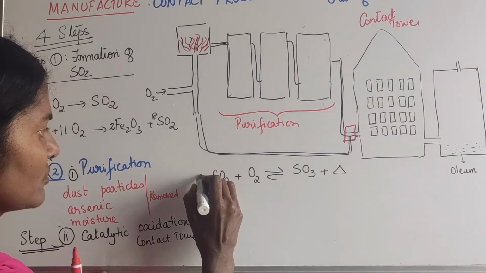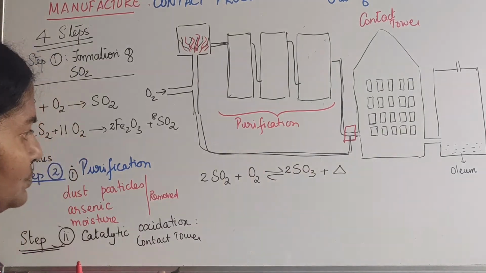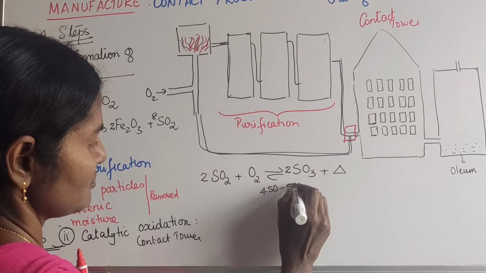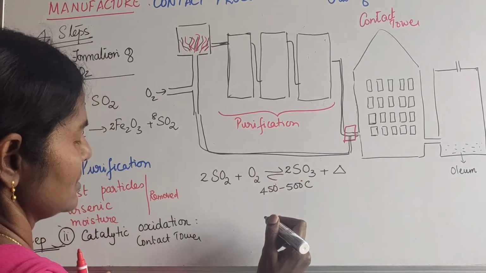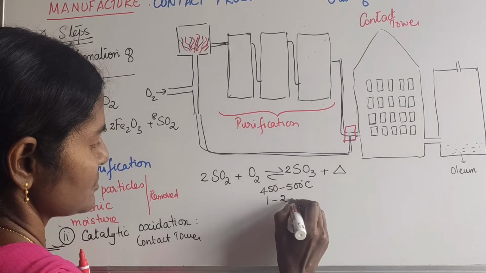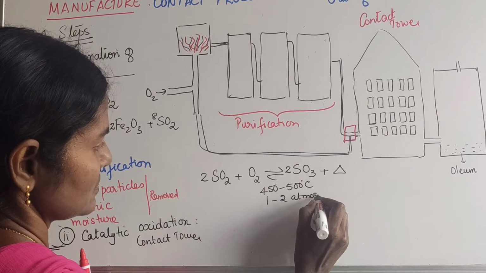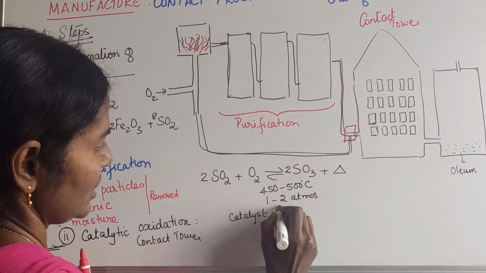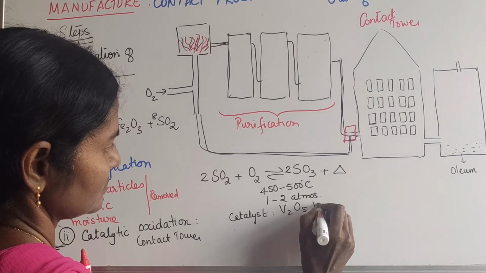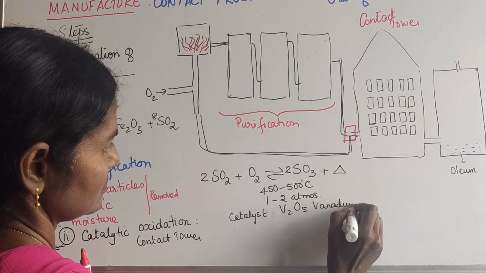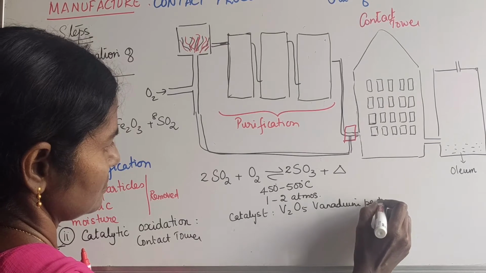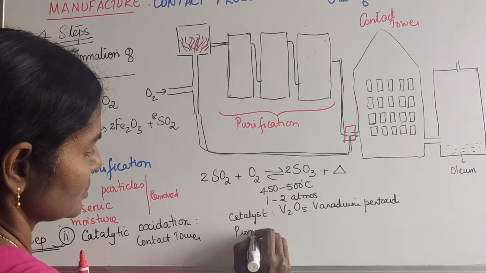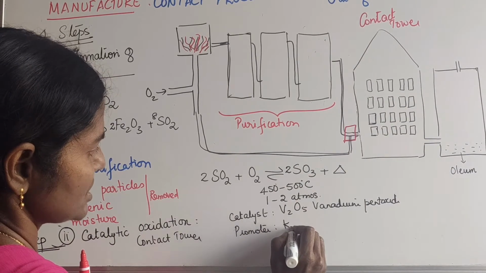This happens at a temperature of 450 to 500 degrees Celsius and pressure of 1 to 2 atmospheres, and the catalyst used is vanadium pentoxide. There is also a promoter, potassium oxide.